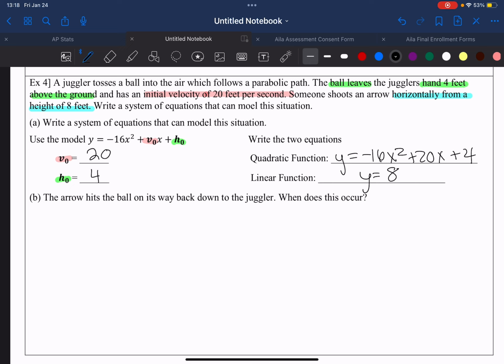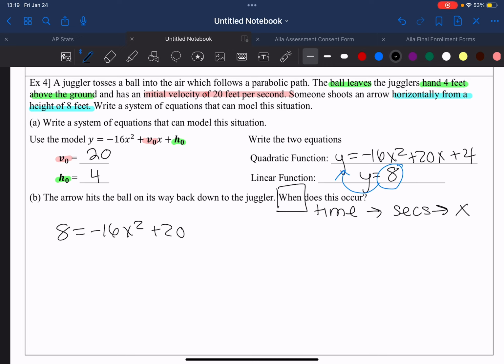Then part B says the arrow hits the ball on its way back down to the juggler. When does that happen? When is time, and time is going to be our seconds, which is x. So same thing as the last one, I'm going to take this 8 and plug it into the y up here because they're both equal to y. So I have 8 is equal to negative 16x squared plus 20x plus 4. I need to get this equal to 0, so I'm going to subtract the 8 over. So negative 16x squared plus 20x minus 4 equals 0.